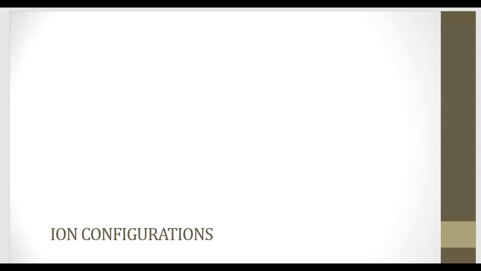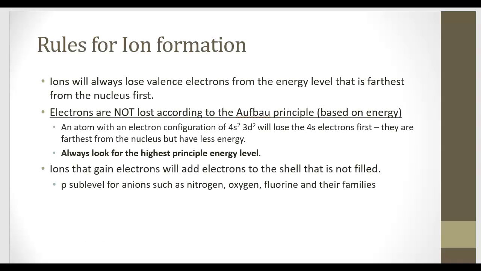All right, so after looking at valence electrons, then it makes sense to talk about ion configurations and how the configuration changes when electrons are lost or gained. So our rules for ion formation are that ions will always lose valence electrons from the energy level furthest from the nucleus first. So this means it will lose from the s sublevel first before it would lose from the d sublevel. So it doesn't follow the Aufbau principle based on energy.